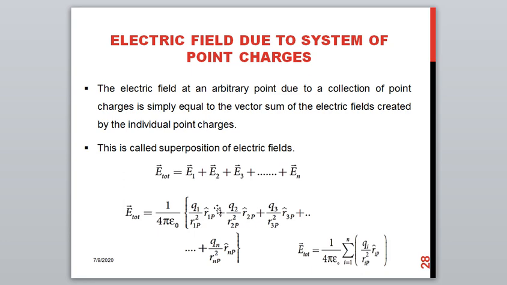So it is simply adding up all the electric field values, and you can simplify this equation by replacing the plus with the summation. E total is equal to 1 by 4 pi epsilon naught summation i equal to 1 to n of Qi by RiP square into RiP cap. So this is all about the electric field. Thank you.